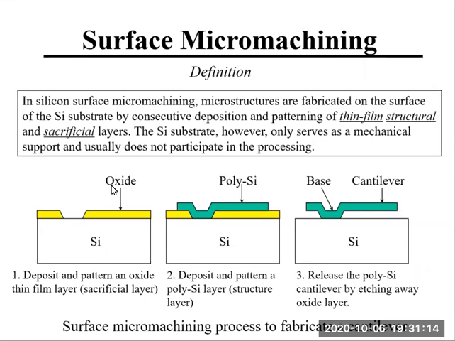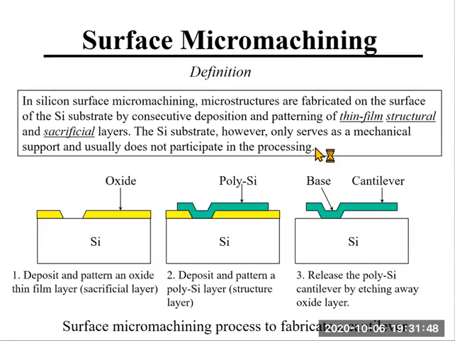In the last lecture, we discussed surface micromachining. The first is a definition. In surface micromachining, microstructures are fabricated on the surface of the silicon substrate by consecutive deposition and patterning of thin film structural and sacrificial layers. The silicon substrate only serves as a mechanical support and usually does not participate in the processing.